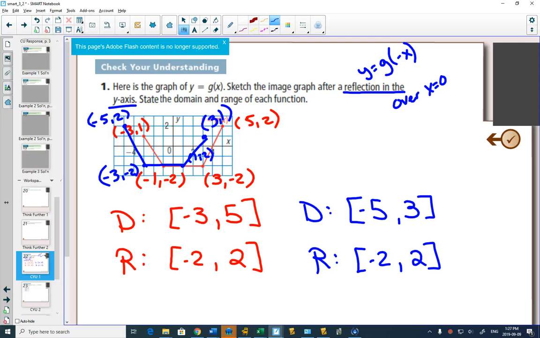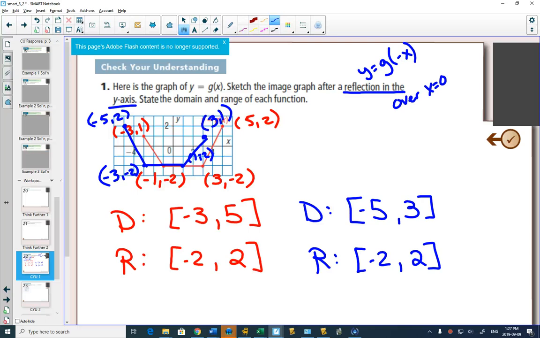Why didn't the range change? Because we did something that only affected it horizontally. We had a horizontal reflection. That means x values are changing, but y values aren't. The same thing would happen to this graph if you moved it left and right. Can you see your y values would stay the same if you moved it left and right? So when things are affecting something horizontally, it's affecting the domain. The range stayed the same.